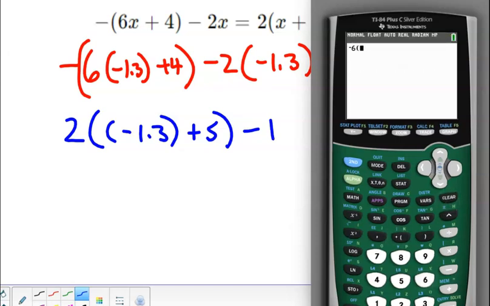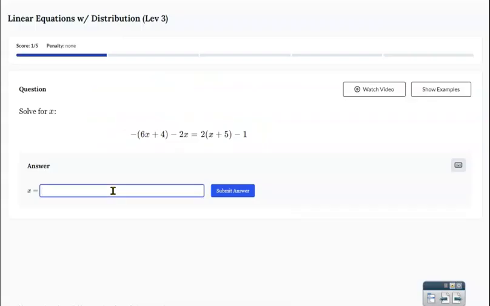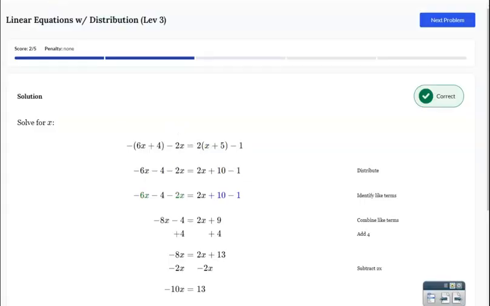So negative 6 parentheses, oops, clear, negative parentheses 6. Let's see how that looks. I get 6.4. And then for the blue check step on the right, also 6.4. So negative 1.3, submit that answer, and now we can move on to the next topic.